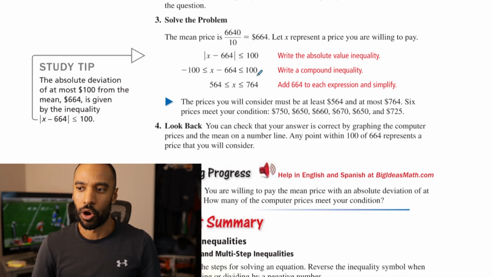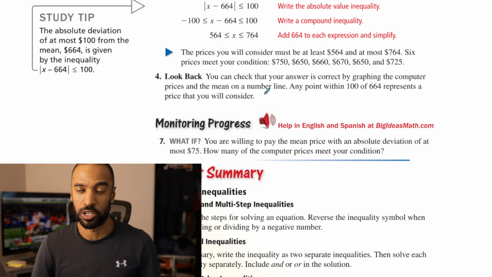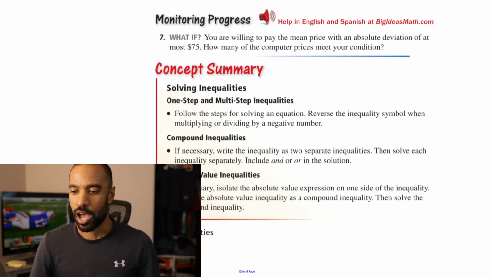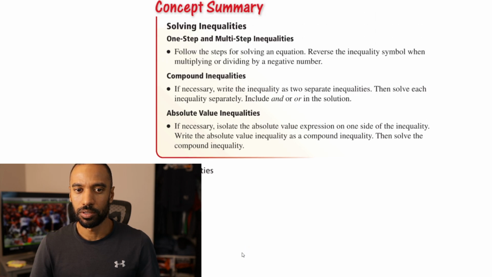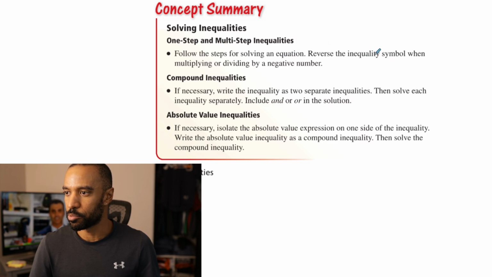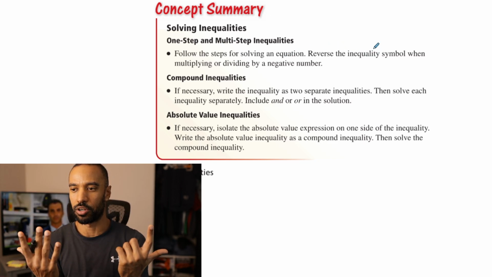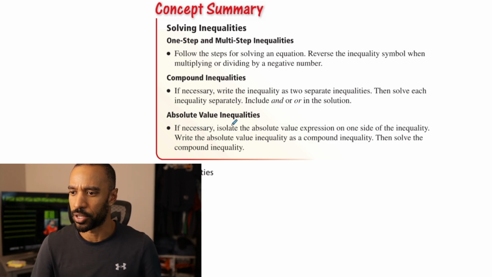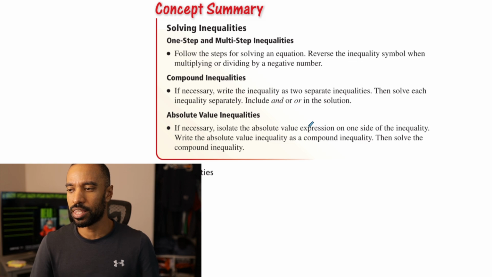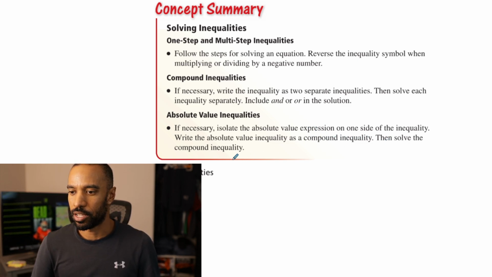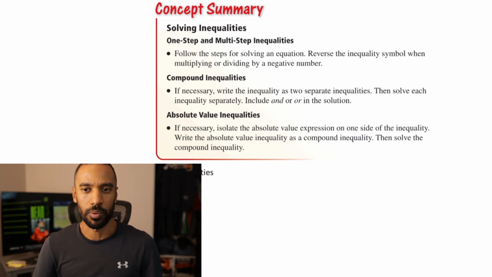We'll probably have to write our own absolute value inequalities, like we had to do a bunch of absolute value equations as well. Probably not even in word problems. So as a concept summary, one step in multi-step inequalities, you follow the steps, reverse the inequality symbol when multiplying or dividing by a negative number. Oh, this is just inequalities. We're good. Let's look at absolute value. If necessary, isolate the absolute value. Yep, get it by itself. Then write it as a compound inequality. Okay, they don't say much more than we would do.